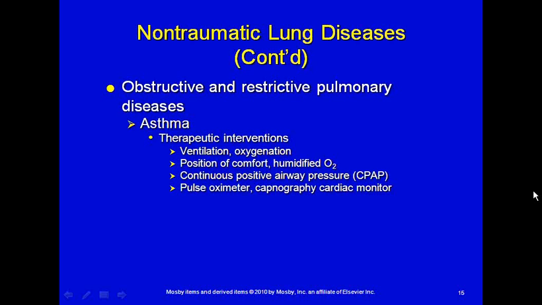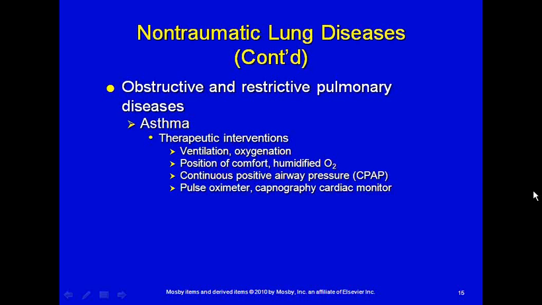CPAP is something that certainly is being used in the treatment of asthma. It may help drive some of that fluid out of the smaller airways. They've seen some benefit, not huge benefits like you see with acute lung injury or ARDS or non-cardiogenic pulmonary edema or even cardiogenic pulmonary edema, but they have seen some improvements in patients when you use CPAP.